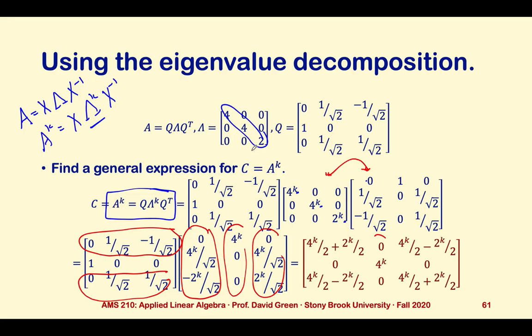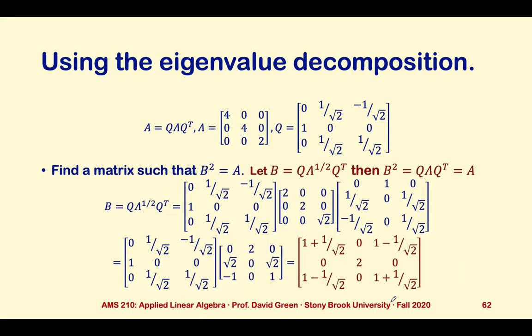This is one of the nice things that we can do with an eigenvalue decomposition. We can write general forms for any sort of power of a matrix, which can be very helpful in certain application classes.